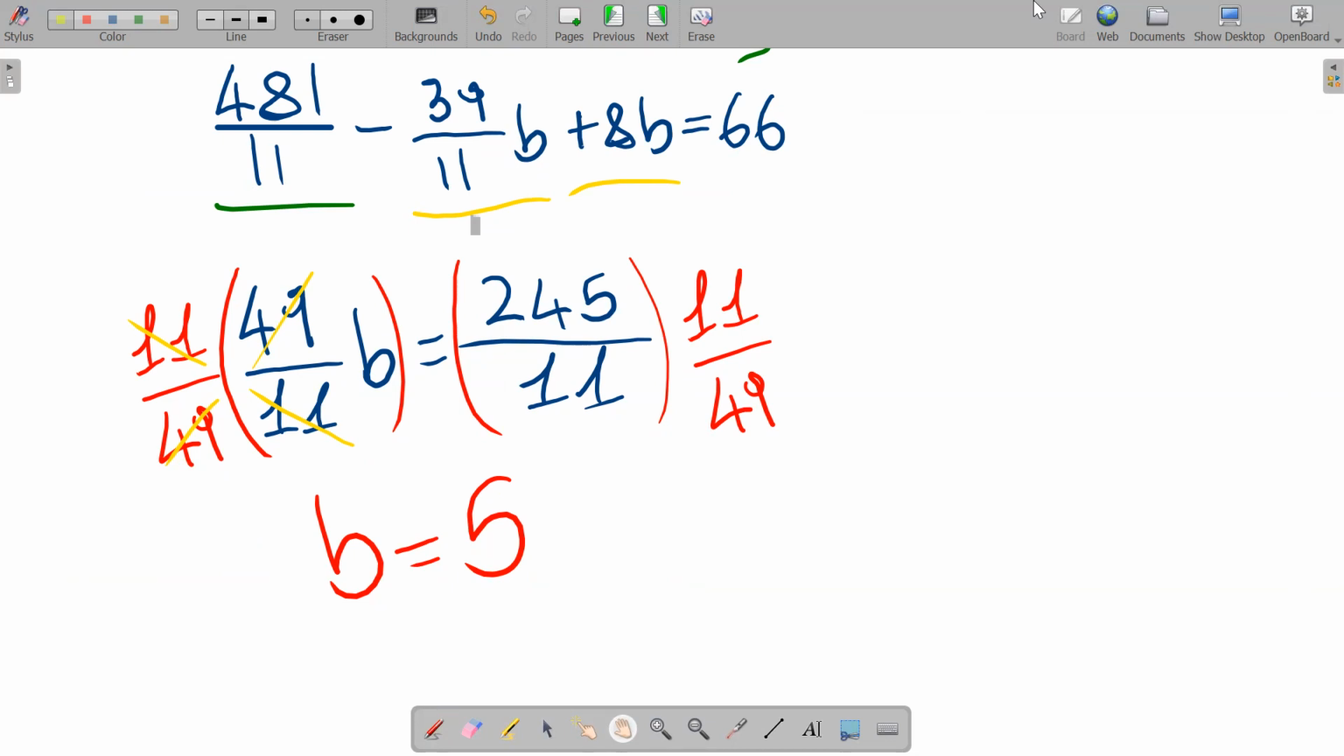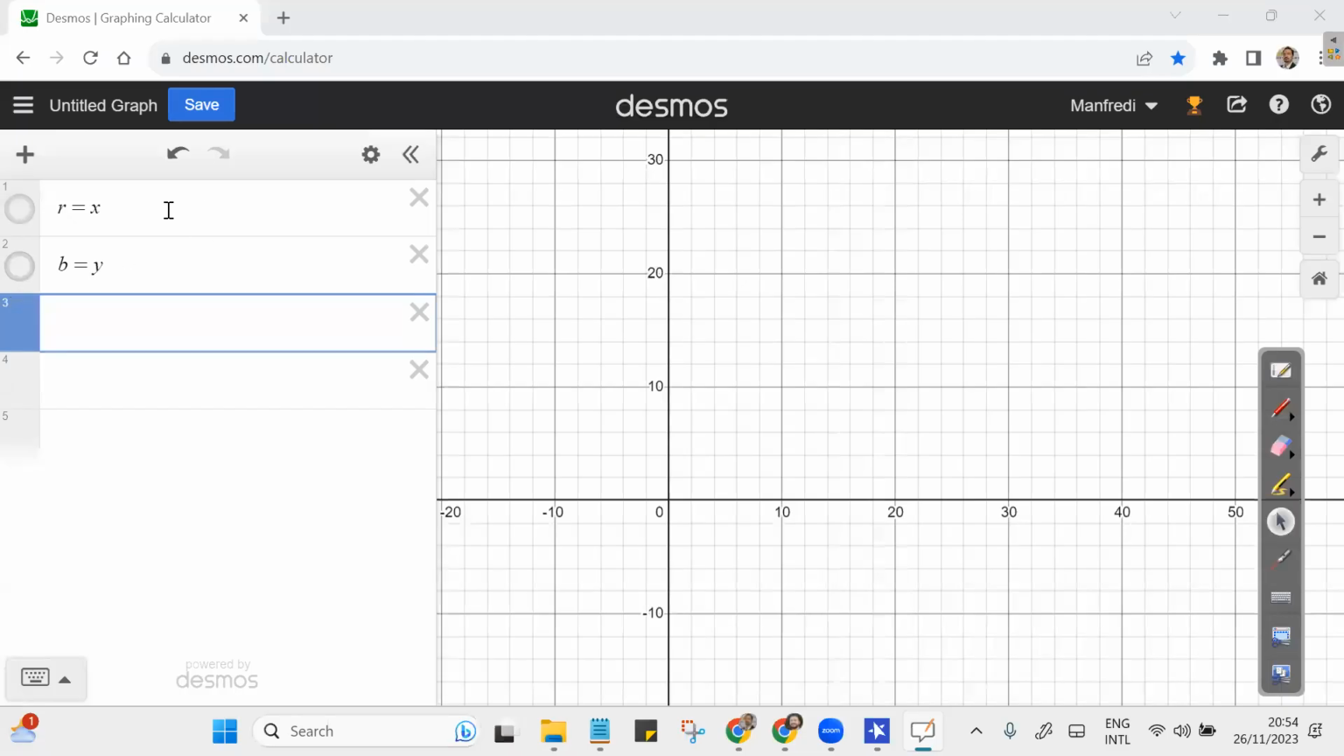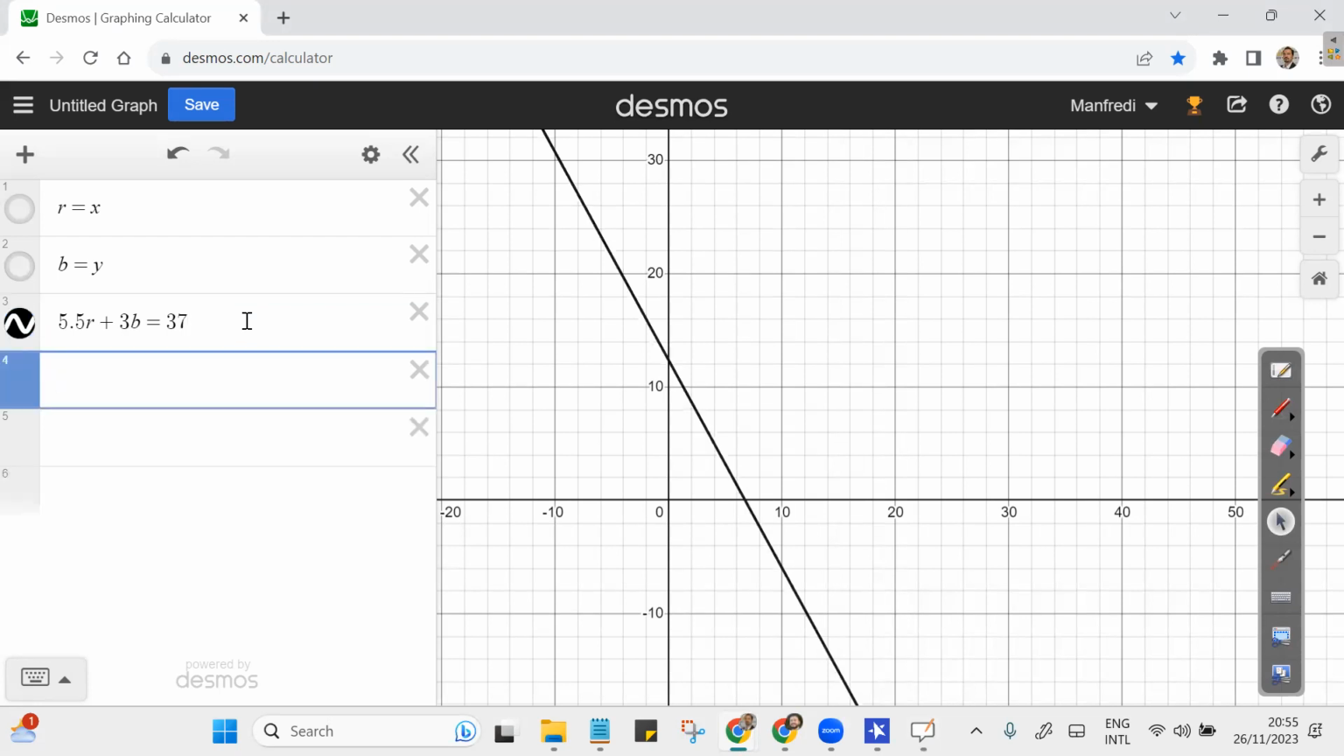But on the SAT, let's not forget that we always have the Desmos calculator. Now, on Bluebook, you will have the Desmos calculator. Right now, I'm using the browser calculator, but it's the same thing. So what you can do right here is write in the equations as they are. So 5.5 R plus 3B equals 37. And that's my first equation. The second equation is going to be 6.5 R plus 8B equals 66.